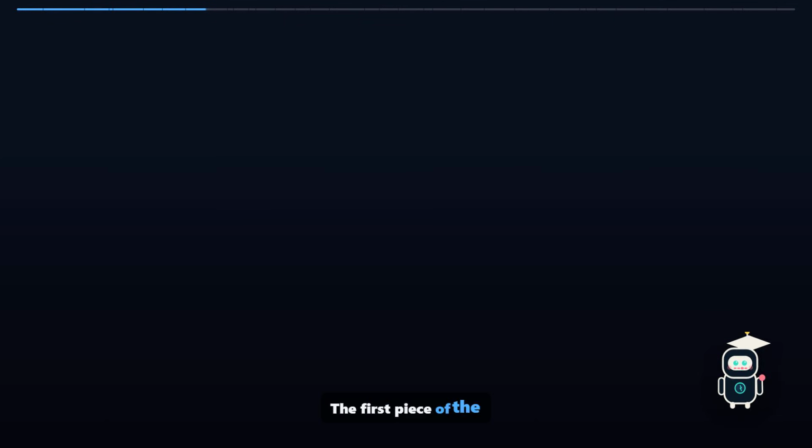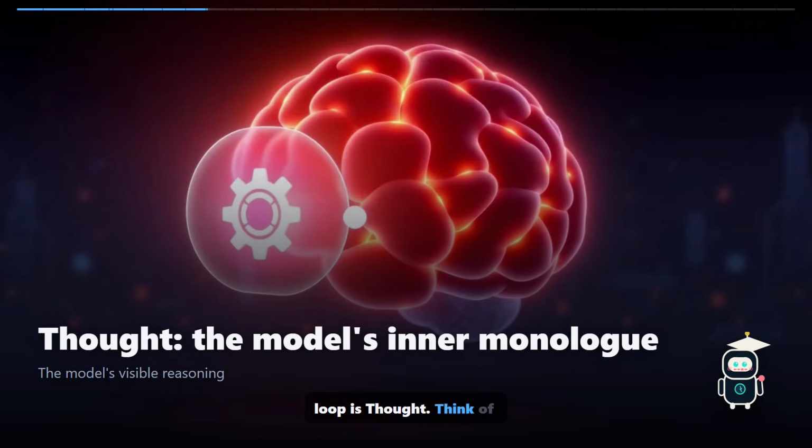The first piece of the loop is thought. Think of it as the model's inner monologue. It writes a plain English sentence like, I need the current stock price of AAPL. I'll search for it. That sentence isn't hidden logic. It's visible reasoning that tells you exactly what the model plans to do next. Honest, auditable, and the foundation of the whole ReAct pattern.